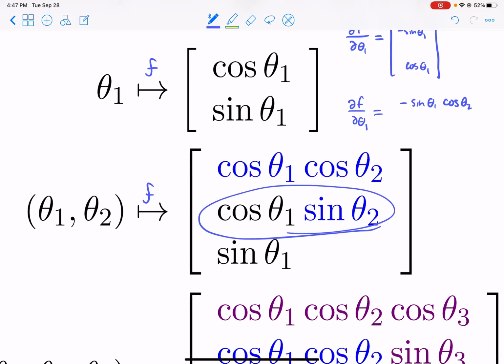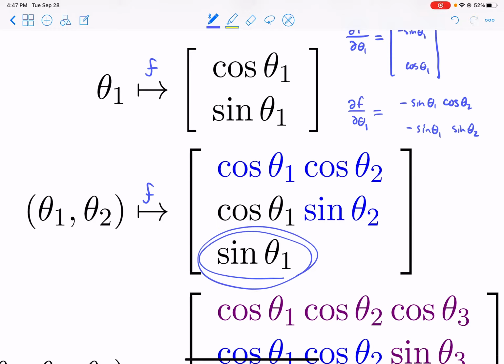Here, we take the partial with respect to the first variable, and we get, well, the derivative of that is minus sine theta 1, and then this is a constant, so it just hangs out. Here we get cosine. Okay.